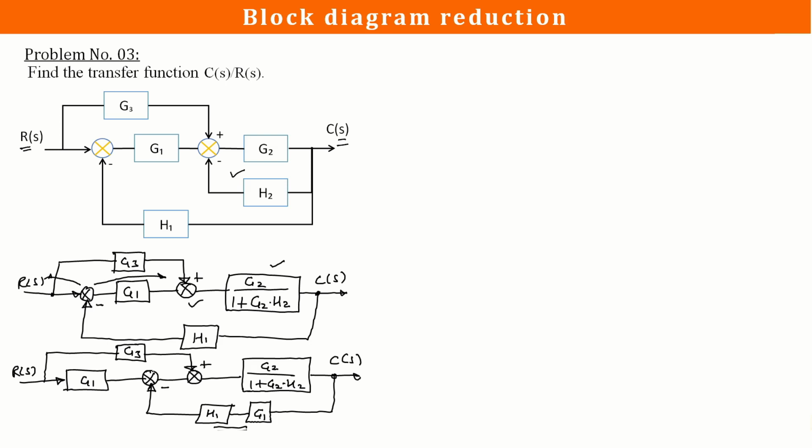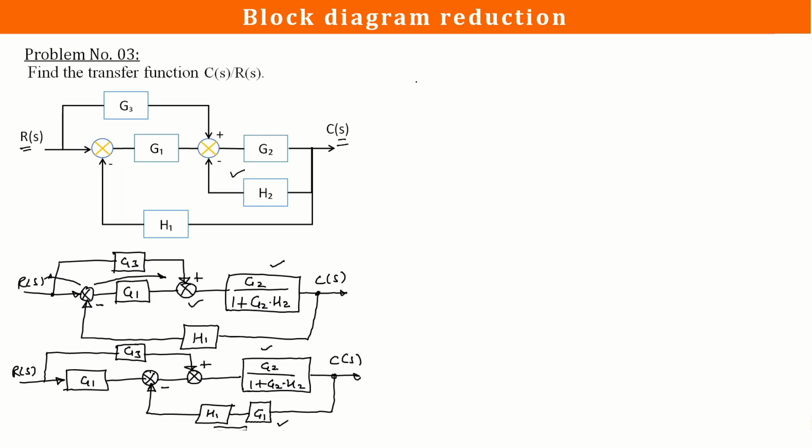So what we can do here, we are having two summing points next to each other. So what we can do, we can interchange them. Once you interchange them, then G3 and G1 will become blocks in parallel, and at the same time this block and these two blocks are going to form a minor feedback loop. So let's first shift these two summing points and reduce this H1 G1, which are in series, to one single block.